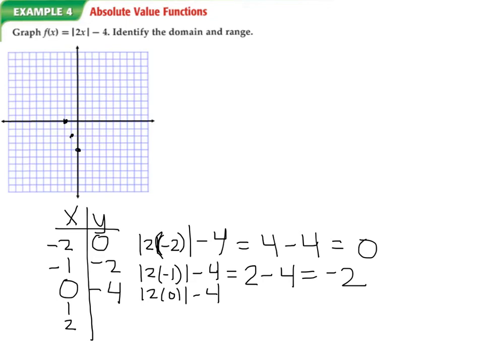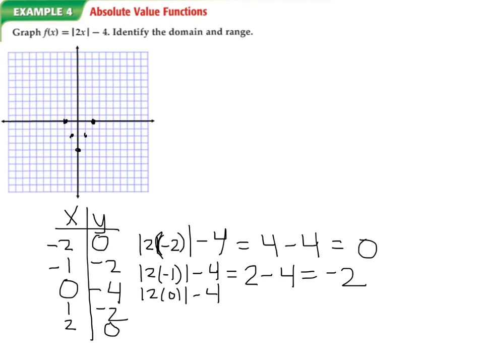Then for 1, we'll have the absolute value of 2 times 1, which is 2. And 2 minus 4 is going to give us -2. And then for positive 2, we'll have 2 times 2, which is 4. Absolute value of 4 is 4. 4 minus 4 is 0. So as you can see, this one does make a nice V for us. We don't have to do any more points.